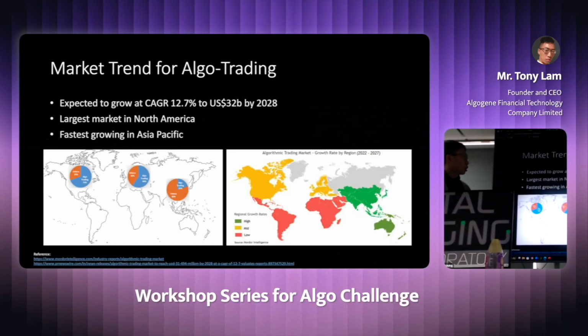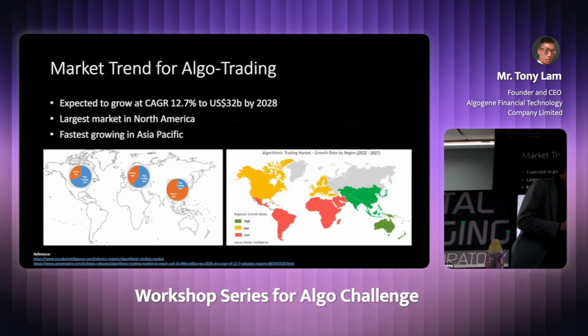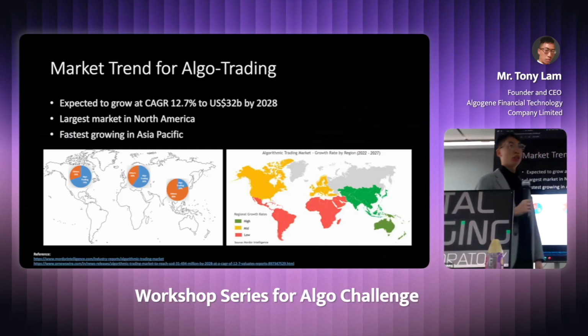So this slide just gives you an overview of the current market trends about algo trading. Currently, in the US market, you can see that around 70% of daily stock transactions are driven by computer programs. However, in Asia, the market adoption rate is still very low, around 10 to 20%. Some market research indicates that Asia Pacific will have the fastest growing potential in 5 to 10 years.